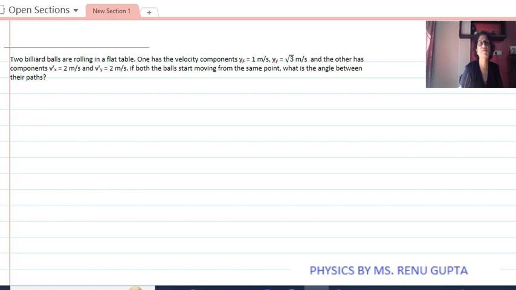Here we are doing the question from class 11 physics topic vector. The question is, two billiard balls are rolling in a flat table. One has a velocity component, Vx is 1 meter per second and Vy is root 3 meter per second. And the other has component Vx dash is 2 meter per second and Vy dash is 2 meter per second. If both the balls start moving from the same point, what is the angle between their paths?